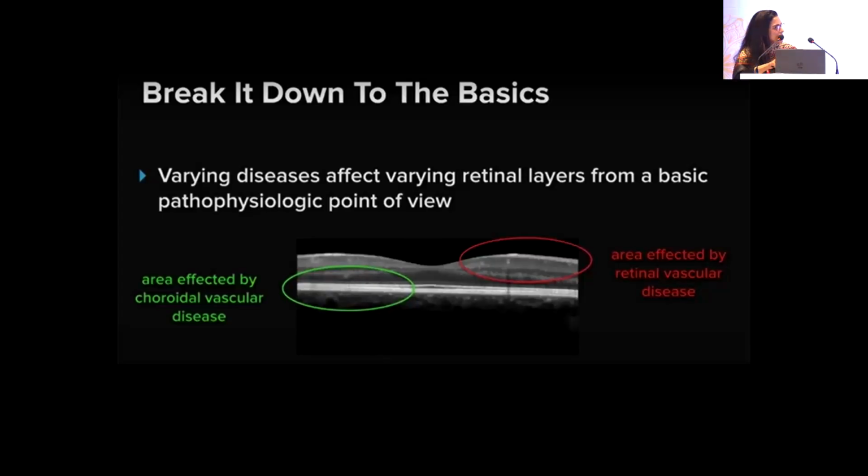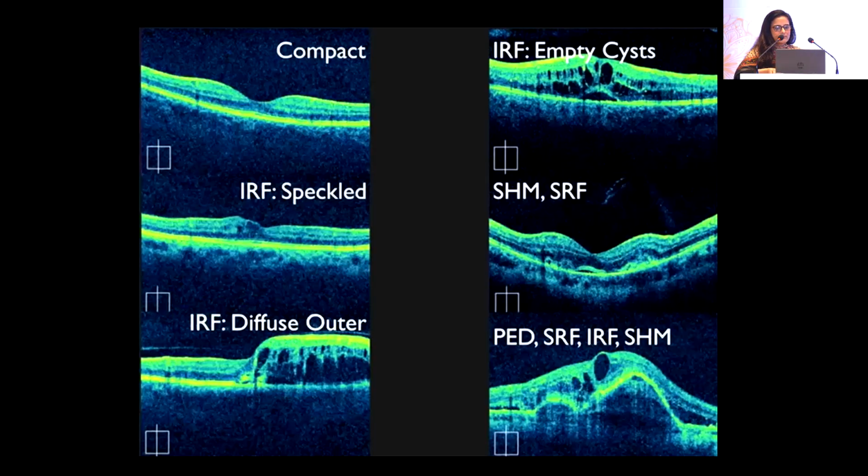Now, break it down to the basics. So you see the inner retina, this is the inner retina, and this is the outer retina. The part facing inside is the inner retina. The outer retina is the area which is generally affected by choroidal vascular diseases, and the inner retina is the area affected by retinal vascular diseases. Many times when we see the OCT, it's not that we have to look at it layer by layer. Sometimes pattern recognition just helps us to diagnose the condition.